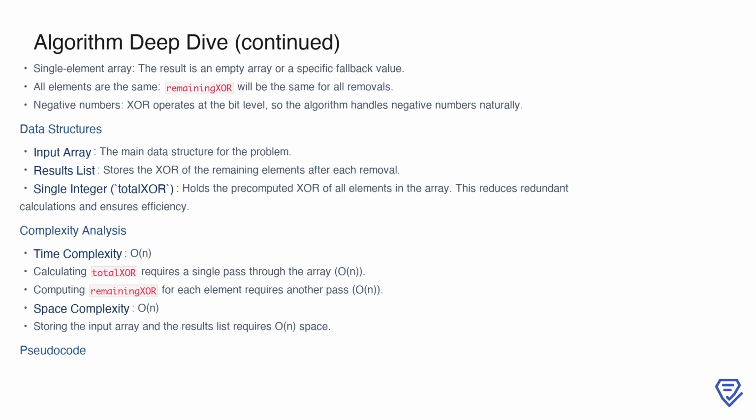The data structures we use include the input array itself, a results list to store XOR values after each removal, and a single integer, total XOR, which holds the pre-computed XOR of all elements. This approach minimizes redundant calculations, ensuring that the algorithm is both time and space efficient. Specifically, the time complexity is O(n), as we process the array in two linear passes, one for calculating total XOR and another for computing remaining XOR. The space complexity is also O(n), accounting for the input array and the results list.